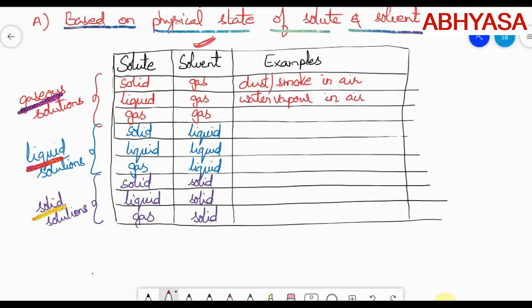So here the solvent is in gaseous state. Gas and gas means gas in a gas. It is nothing but a mixture of gases in the atmosphere. We have several gases together in the atmosphere. So a mixture of gases, that is air, is an example of gas in gas type of solution. So these are the three cases where the solvent is in gaseous state.